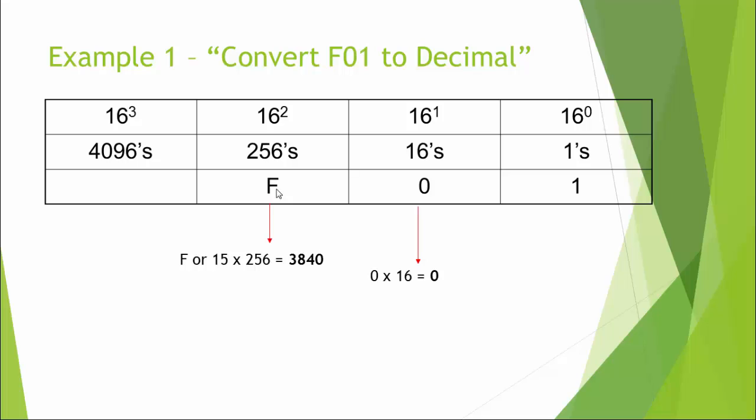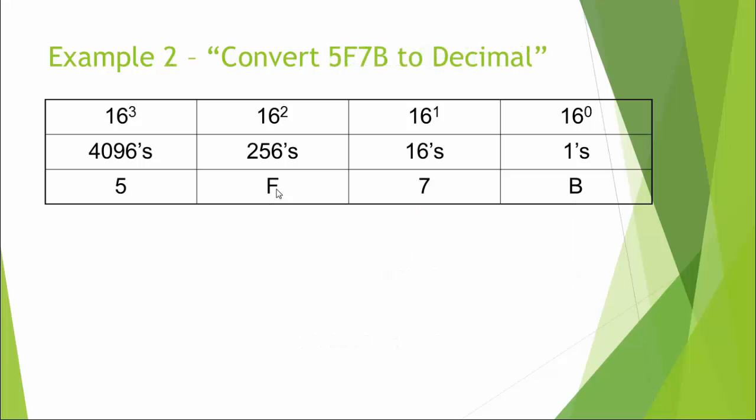0 times 16 is 0. 1 times 1 is 1. Add them together, and we get our decimal number. 3840 plus 0 plus 1 equals 3841. So this is just like the process in binary, except we may have more than just 1 or 0 in the given boxes. So let's try another one.